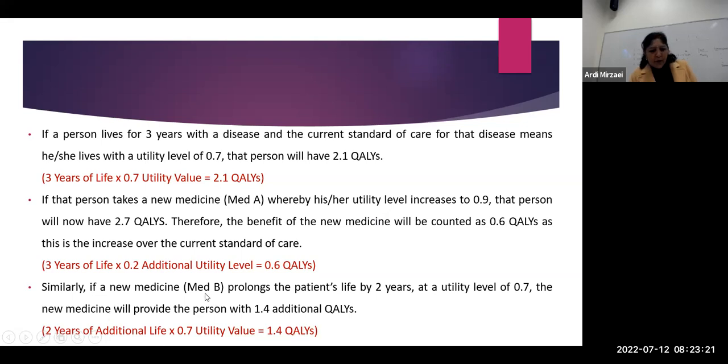Now, similarly, let's see what it is for drug B. Now, suppose he takes drug B, medicine B. It prolongs the patient's life by 2 years at a utility level of 0.7. Then the new medicine will provide a person with 1.4 additional QALY. So 2 years into 0.7, that is 1.4. So this is providing 0.6, and this is providing 1.4. So B is better, because it's providing a greater QALY.